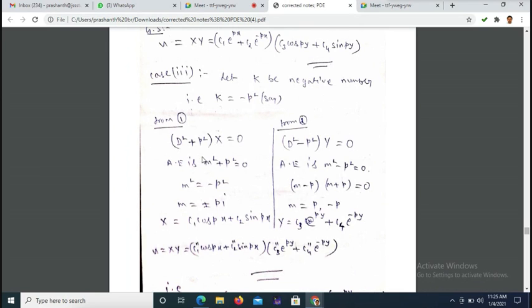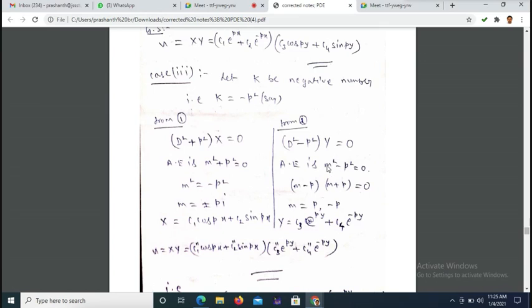The auxiliary equation is m square plus p square equal to 0. Transfer p square to the right side, so m square is equal to minus p square, and m is equal to plus or minus root of minus p square. That becomes plus or minus ip.